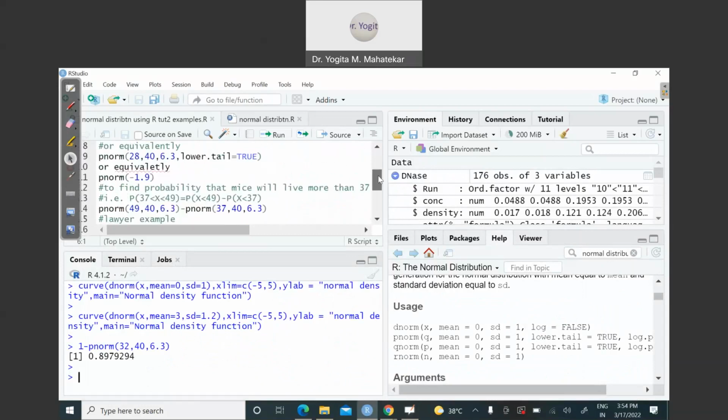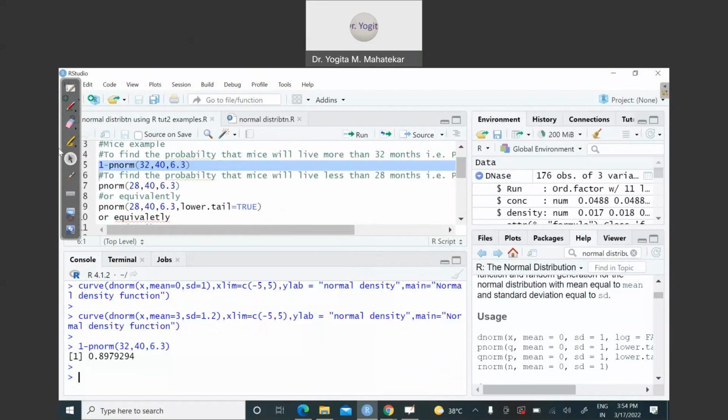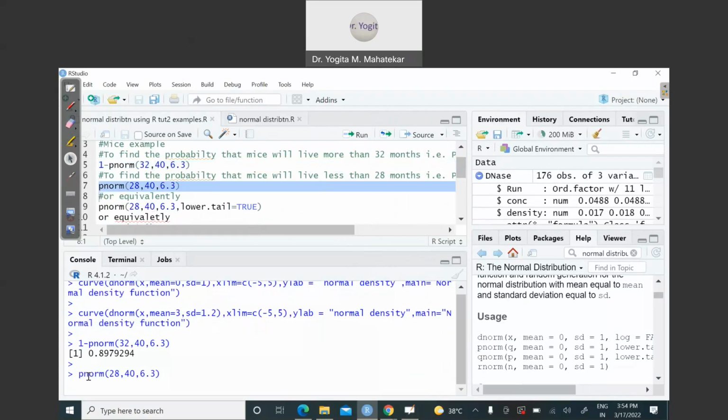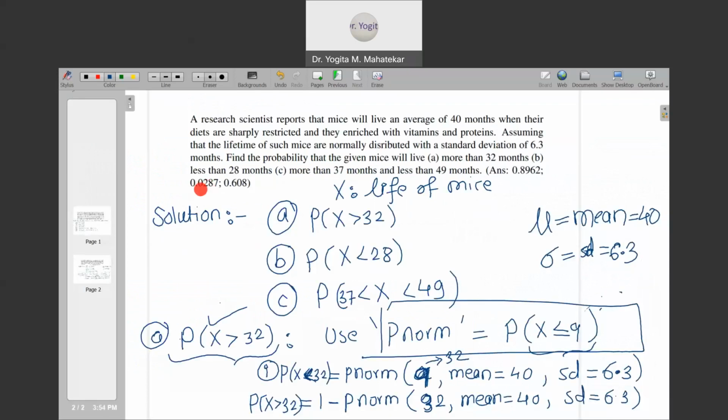So suppose we have to find out the probability that mice will live less than 28 months. What we have to do is find out pnorm of 28, 40, 6.3. Let me test that over here in console. So if I press Control and Enter on this particular statement, it will give the probability 0.028. So the probability is very less. So that answer might be present over here. So that answer is matching.